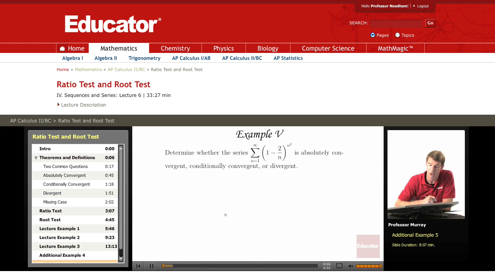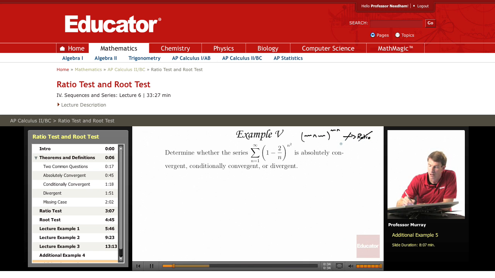Try one more example here. The sum of (1 minus 2 over n) raised to the n squared power. What I notice right away about this one is that I have 1 minus 2 over n raised to some stuff involving n in the exponent. So I have n both in the base and the exponent. That is not something I want to use the ratio test on. Don't use the ratio test for something like that.